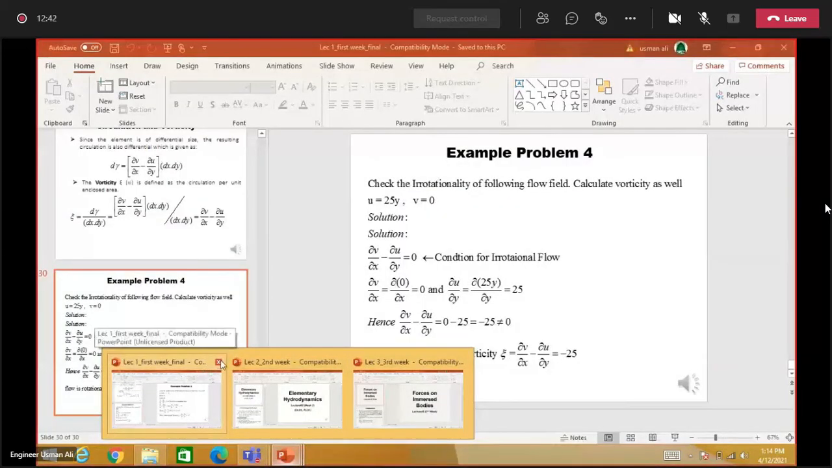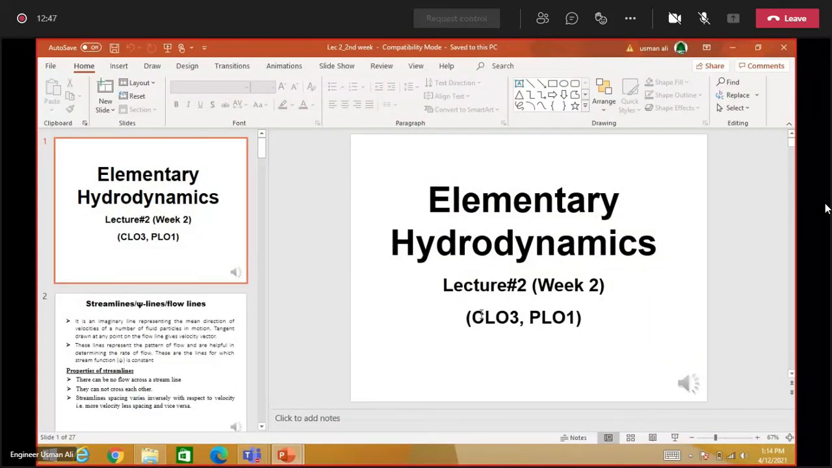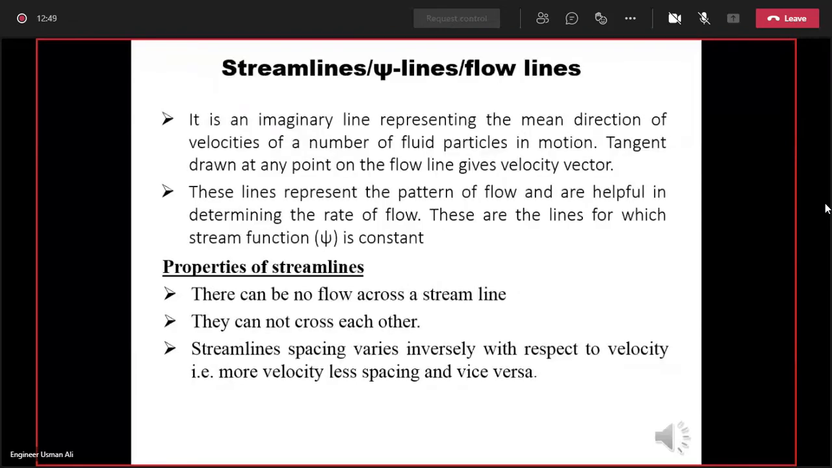So the continuation of that lecture, that topic, elementary hydrodynamics. In today's lecture, you will learn what streamlines, psi lines, and flow lines are, what equipotential lines are, what the stream function is, what the equipotential function is, how they are related, and what flow nets are, the concept of it, and what the flow fields are. So these are the contents of today's first part of the lecture, where we complete our first topic, that is elementary hydrodynamics.